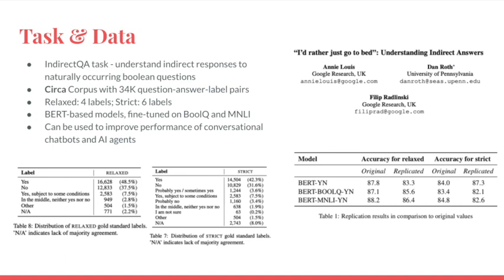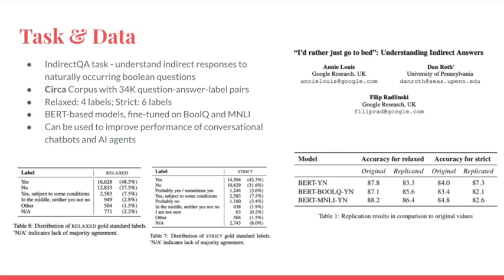Researchers at Google created this Circa corpus with 34,000 such QA pairs treated as a multi-class classification with 4 to 6 different labels. They then tested out this dataset using a BERT-based model, which was fine-tuned to just the Circa dataset and a combination of BoolQ and MNLI.